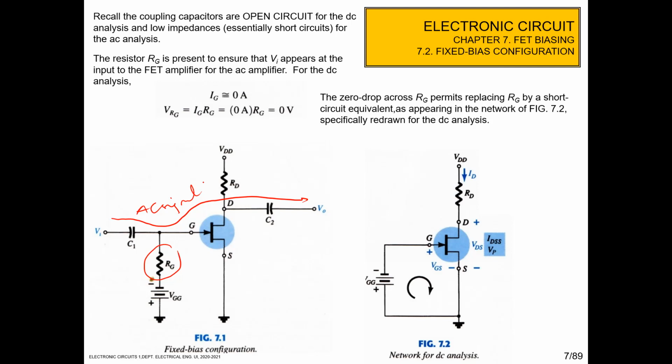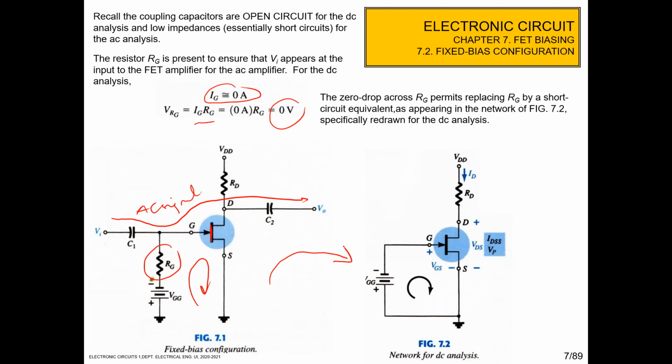Because the insulator, the silicon oxide here, is very large, Ig is equal to 0. Then, using Kirchhoff's law, the voltage drop across RG is IGRG. Because Ig is near 0 and RG is very high impedance, VRG is 0. So we can replace the circuit with the DC analysis circuit like this one. We don't put RG again here.